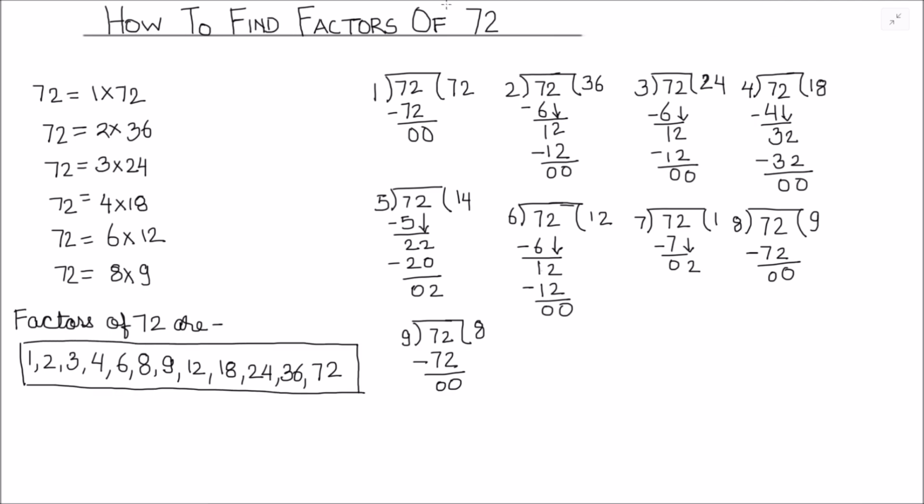So this is how, by dividing the number, you can find the factors of 72. I hope this process is clear to you, and now you can find the factors of any number easily.